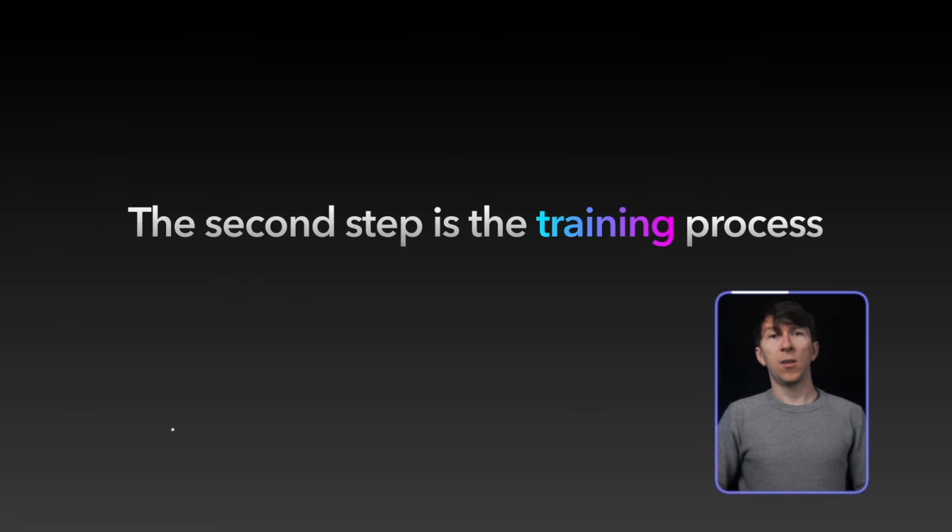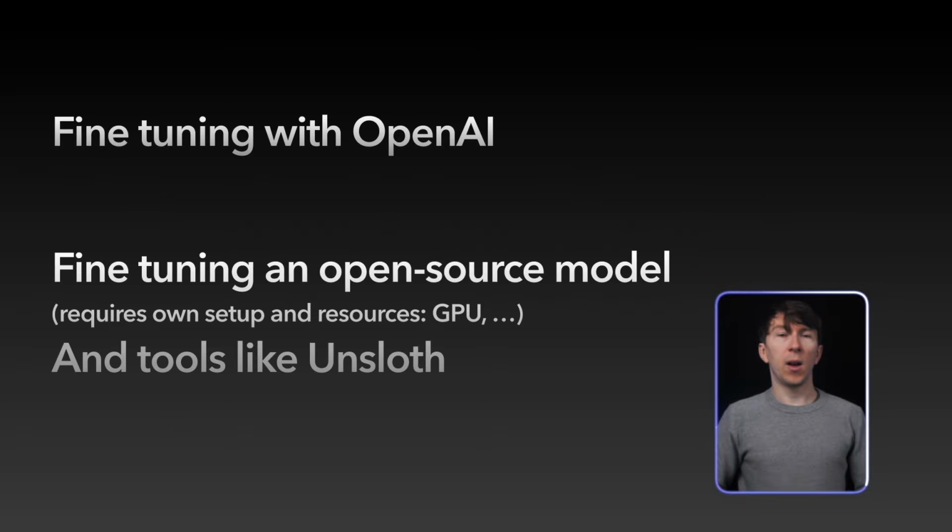Once you have your dataset, you can go on to the second step, which is the training process. And there you have two possibilities: fine-tuning using a famous LLM like the OpenAI one, or fine-tuning locally or on the cloud an open source model. For the latter, you will require your own resources, GPU, CPU, etc. I also highly recommend using tools like Anthos to accelerate the process. In this video, we will dive deeper into the first option with the OpenAI SDK, as it's good enough and less complicated than the latter one.